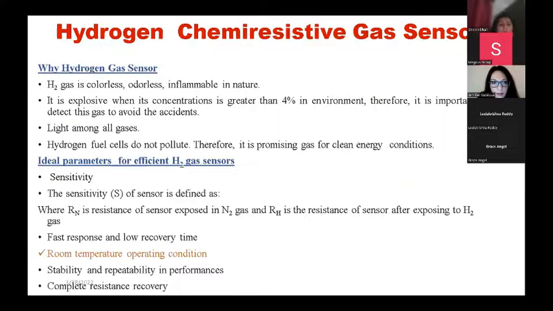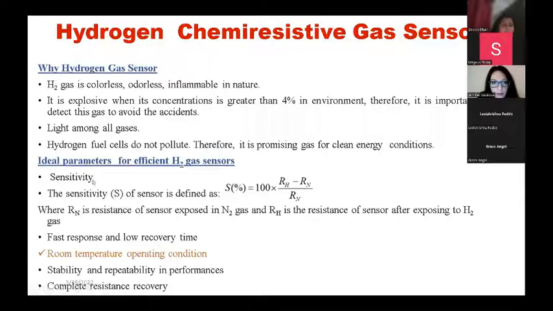So in this work, I am discussing the hydrogen gas sensor. As we know, nowadays hydrogen is used in the concept of green energy also. Hydrogen is odorless and inflammable in nature, and it is explosive at 4% in the environment. So it is very important to detect hydrogen gas to avoid any accident, and it is the lightest among all gases. On this basis, the detection of hydrogen gas in a particular area is very, very important.